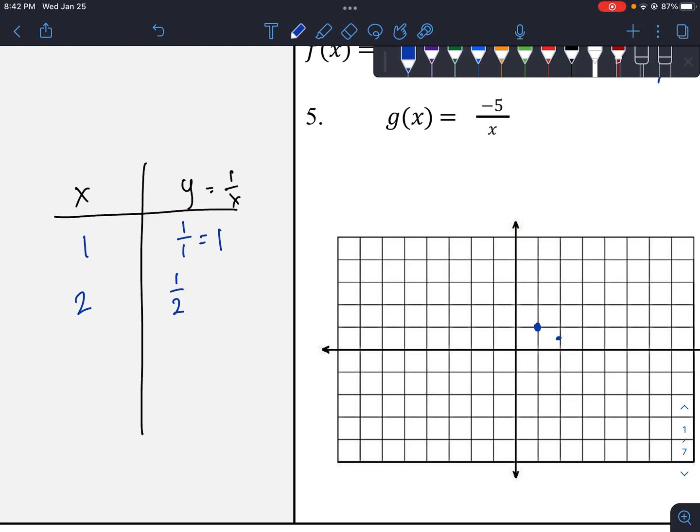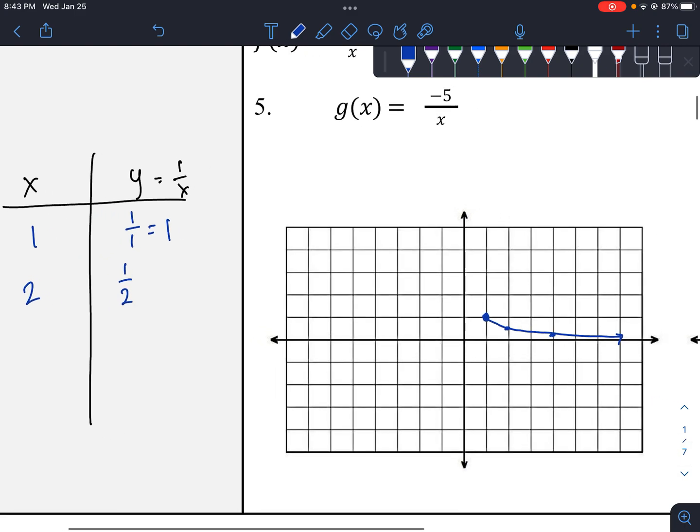And if I plug in 3, I get 1/3. If I plug in 4, I get 1/4. And again, you can kind of see that pattern that it's just going to approach the asymptote. So what I like to do first, honestly, is to draw in my asymptotes, because that will help me with my lines of the graph.